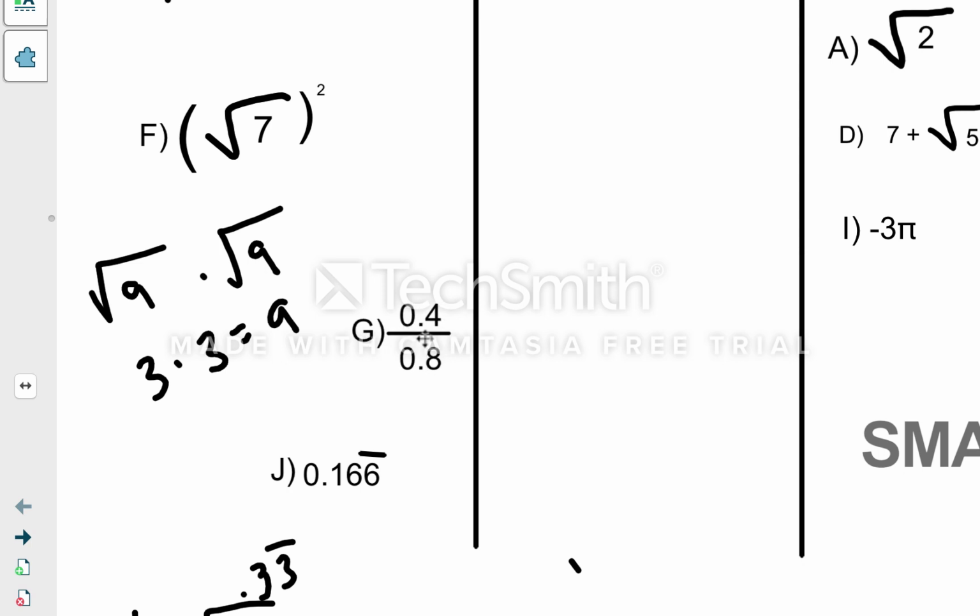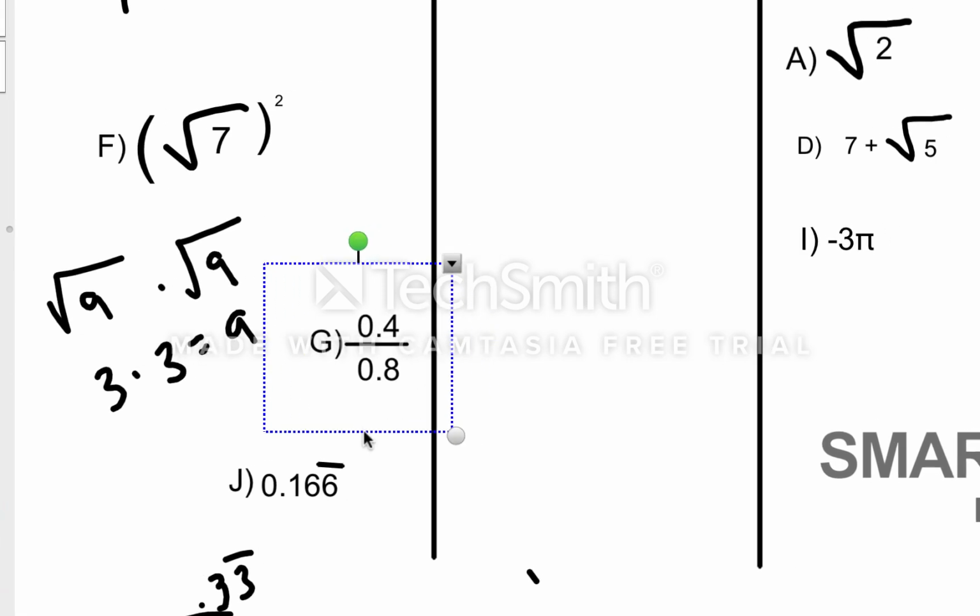last one, which looks like it wouldn't be rational again, because 4/10 isn't an integer, and 8/10 isn't an integer. But if we multiply the numerator and denominator by 10, it would actually make it 4 over 8. Which both of those would be integers.